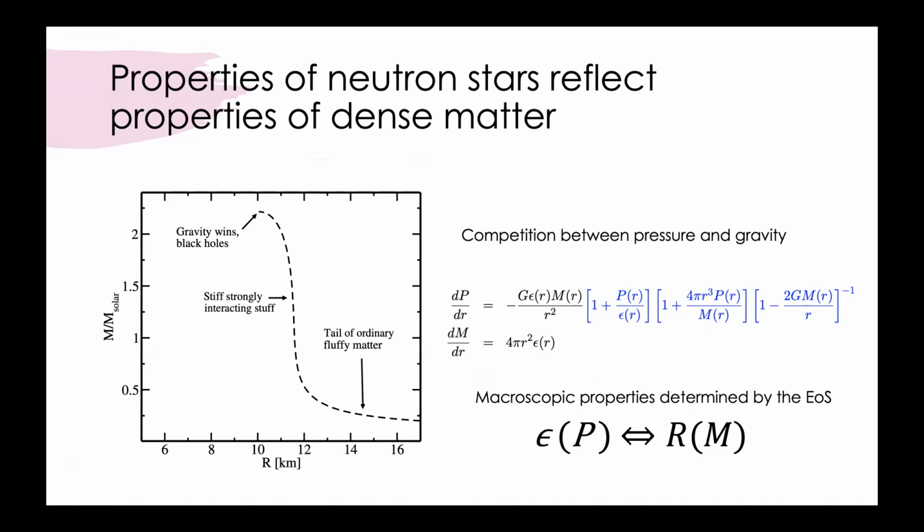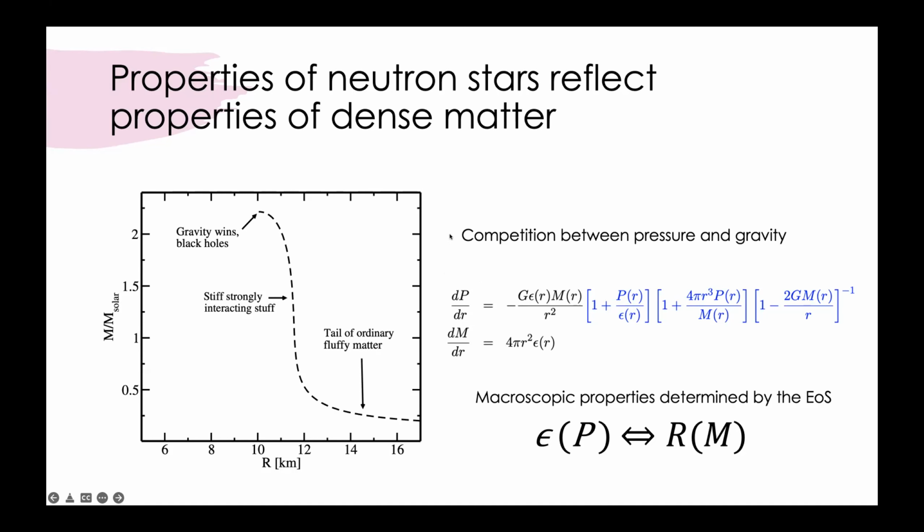What's of course interesting about the neutron stars is that the properties of the neutron stars reflect the properties of the dense matter. Similarly, as in heavy ion collisions, the collectivity in the events reflects the microscopic properties of QCD matter, equation of state and viscosities and so on. Here, the macroscopic properties of the stars also reflect the equation of state.